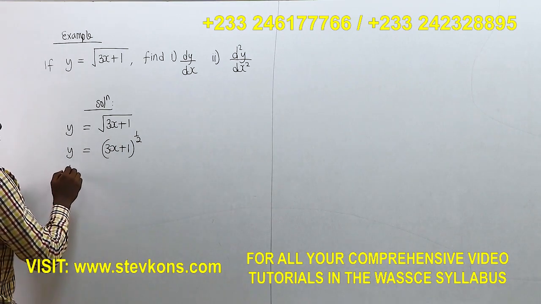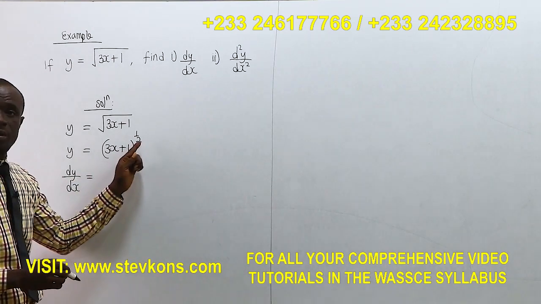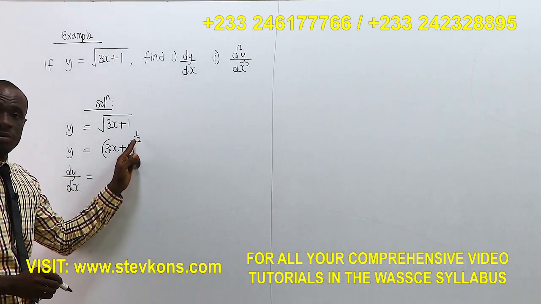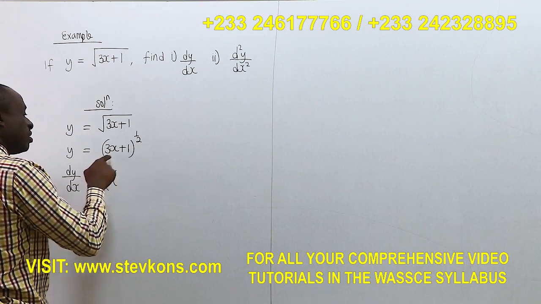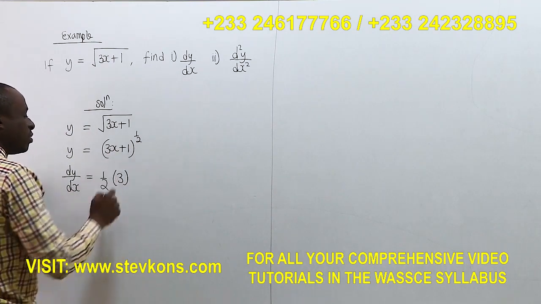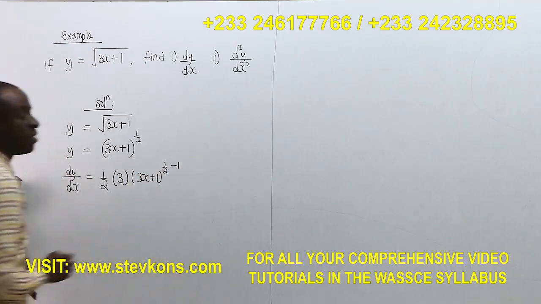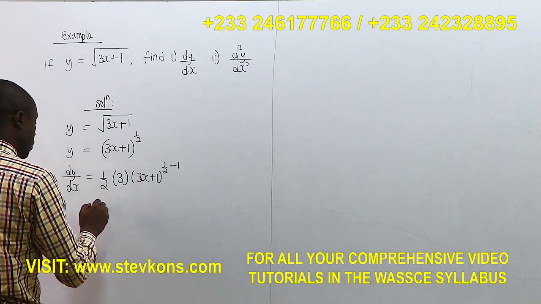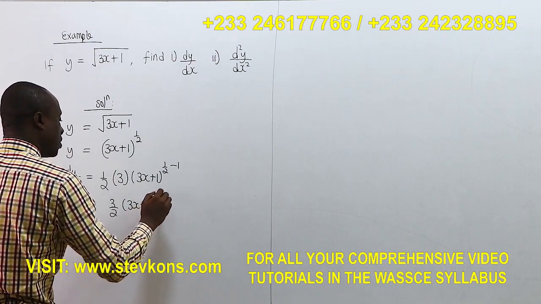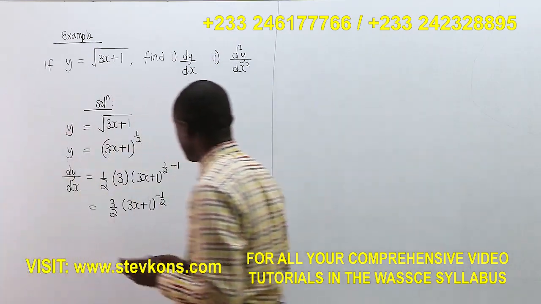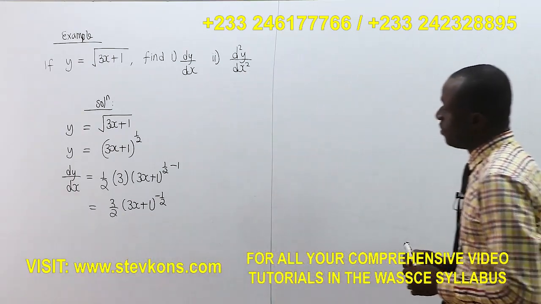Now let's differentiate this. So dy dx. What is the rule? The n has to come down. This n is half, so we have half coming down. Differentiate the inner one, 3. Then reduce the whole thing by 1, which is 3x plus 1 to the power half minus 1. And clearly we have 3 over 2, 3x plus 1 to the power negative half. So this is our first differential.